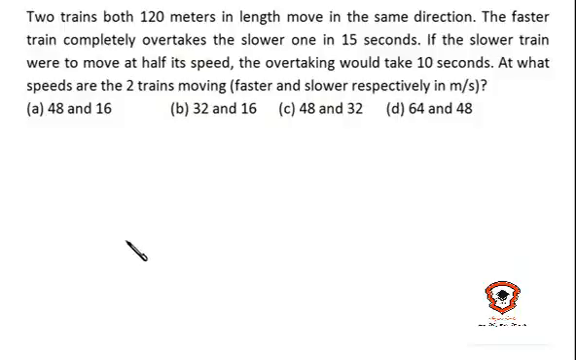Now let's try this problem of time and distance. Two trains, both of them are of 120 meters in length, move in the same direction. The faster train completely overtakes the slower train in 15 seconds. If the slower train were to move at half its speed, the overtaking would take 10 seconds. At what speeds are the two trains, faster and slower respectively, moving in meters per second?